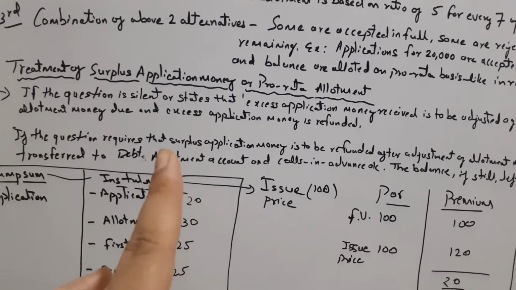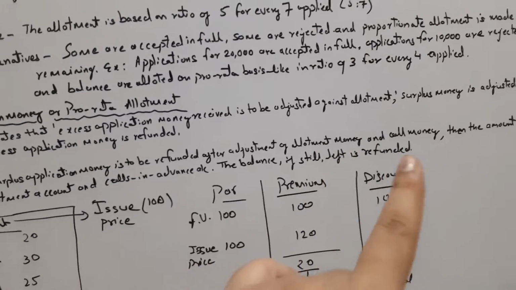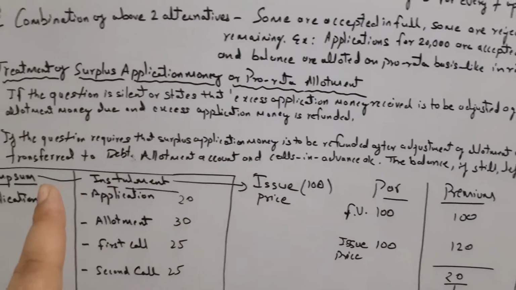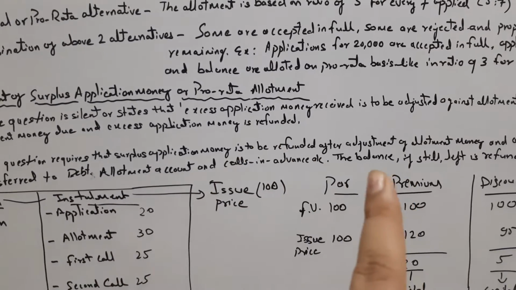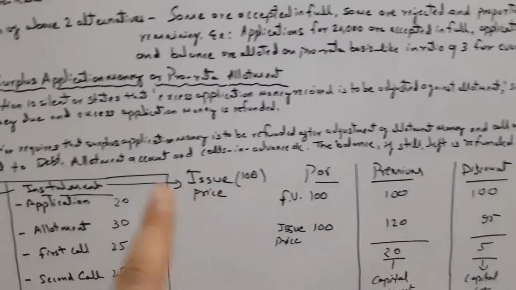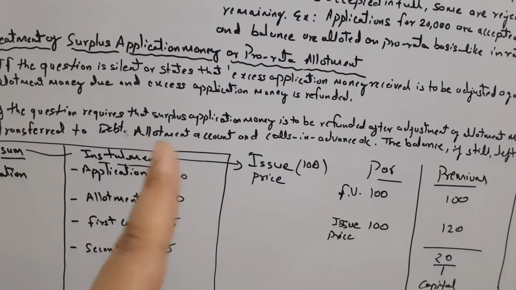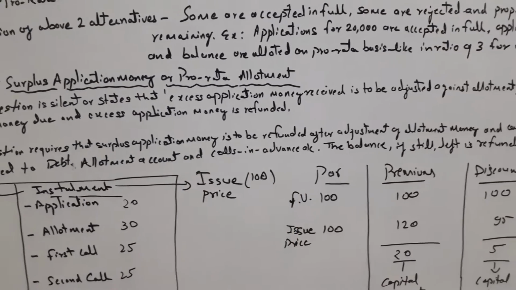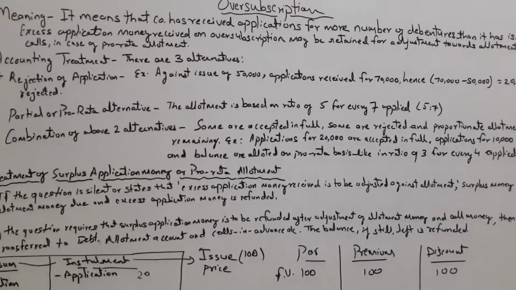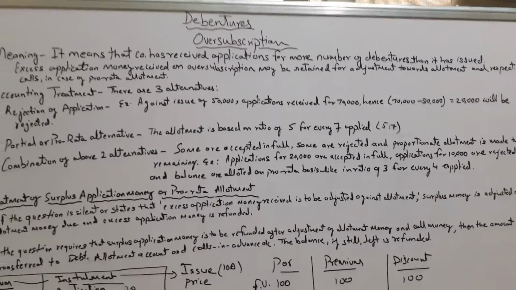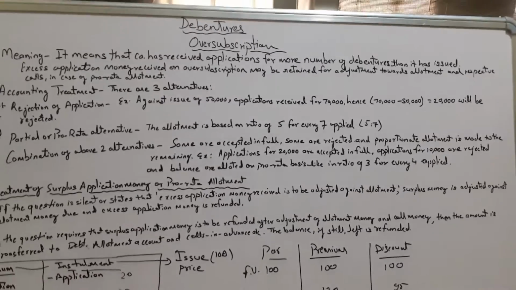If the question requires that surplus is to be refunded after adjustments of allotment money and call money, then the amount is transferred to the debentures allotment account. Say if the question says you have to make the adjustments after the allotment and calls, for that purpose you have to transfer the excess amount to the debentures allotment account and calls in advance account. And if you still see any balance, that balance has to be refunded. So this is about the oversubscription topic. We will be looking into the numericals for a better understanding of this concept.